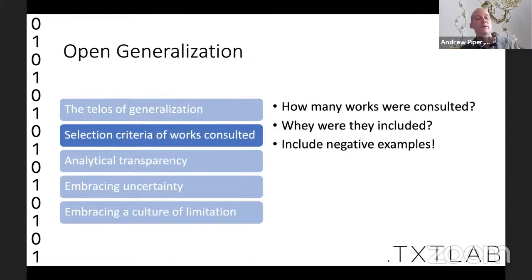The next step, however, is to say, okay, given that my goal is to generalize about this topic, I need to explicate the selection criteria of the works consulted. How many works did I consult? Why were they included? Which works did I not include? Which works did I not consult, right? When you go to an archive, you read a portion of that archive. What didn't you read, and how might that matter?